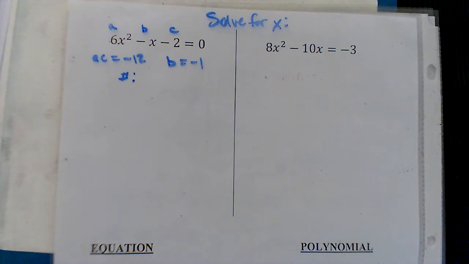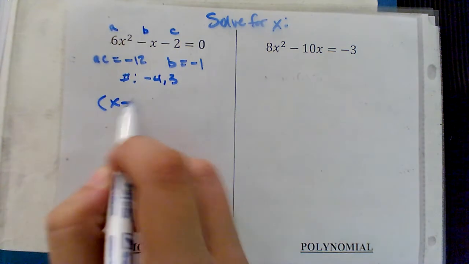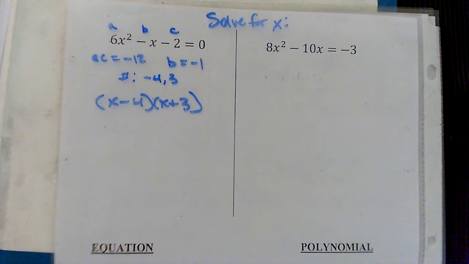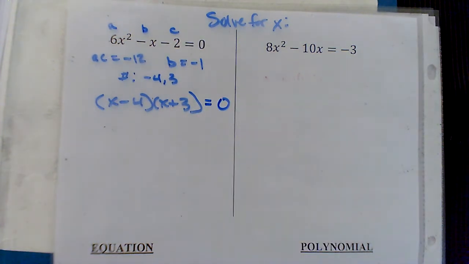All right, what were our special numbers? Negative 4 and 3. So x minus 4, x plus 3, and since this is an equation, we still have equal 0 on the other side. We're factoring the left-hand side, and the right-hand side is still 0.